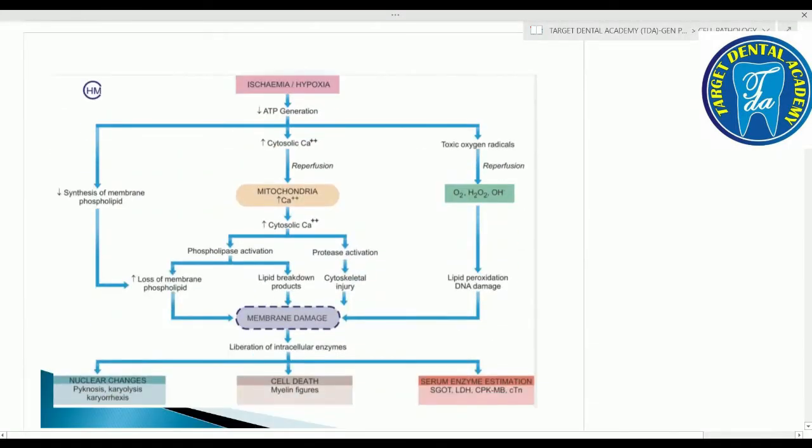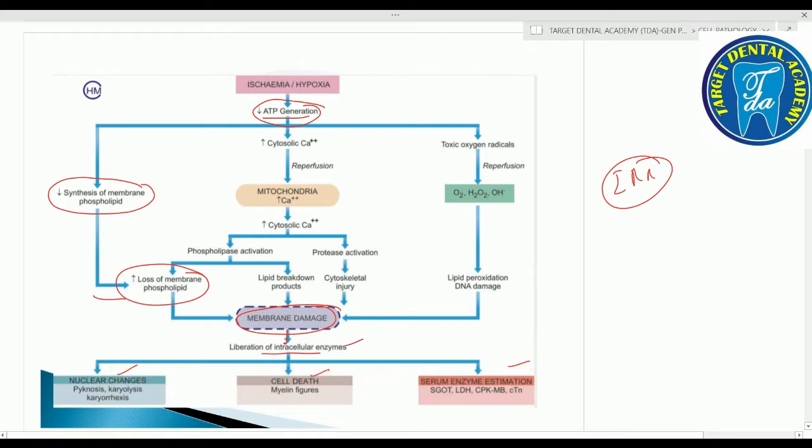See, this is the sequence of events in the pathogenesis of irreversible cell injury in ischemia. When there is ischemia or hypoxia, it leads to decreased ATP generation, and there are three conditions. Number one, decreased ATP generation leads to decreased synthesis of membrane phospholipid, which leads to increased loss of membrane phospholipid, and it leads to membrane damage. Further, there is a liberation of intracellular enzymes, which leads to three changes: the nuclear changes, cell death, and the serum enzyme estimation.